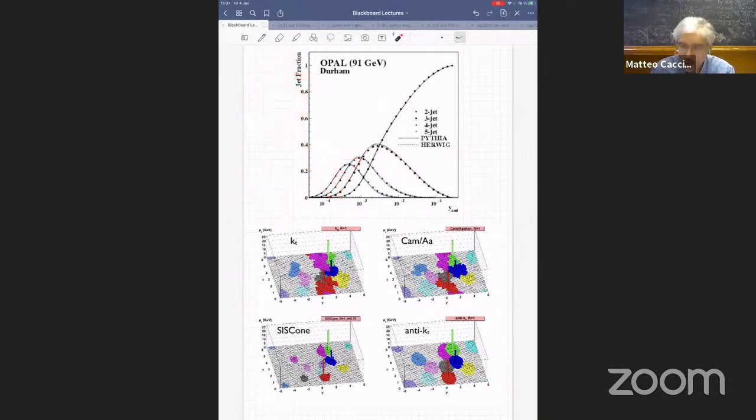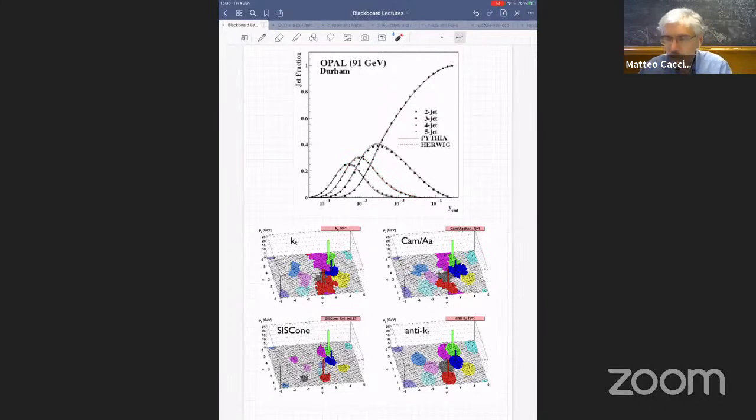And this is what happens here. You apply to the same set of events a y cut that decreases, and you see that when y cut is large, essentially all events are two-jet events. We are here. These are two-jet events. As y cut decreases, the number of two-jet events decreases and the number of three-jet events increases. And then at some point, even the number of three-jet events starts decreasing, but the number of events that you recognize as four-jet events increases, and so on and so forth.